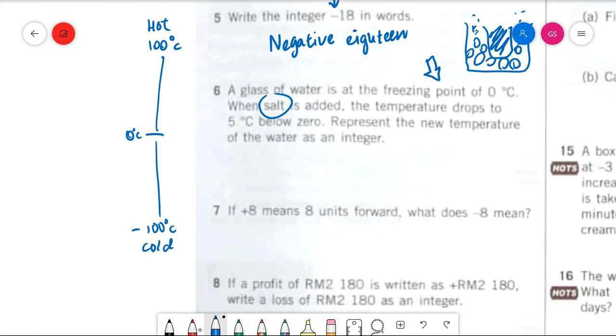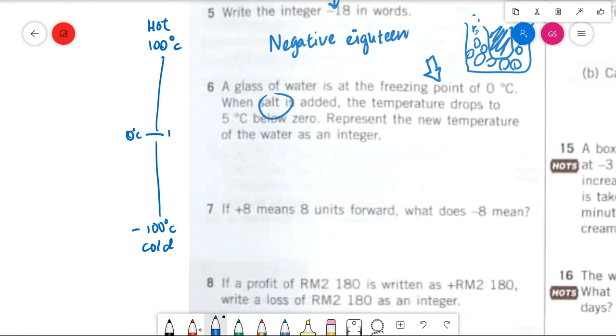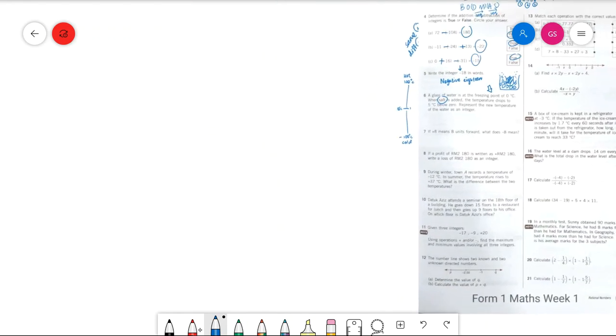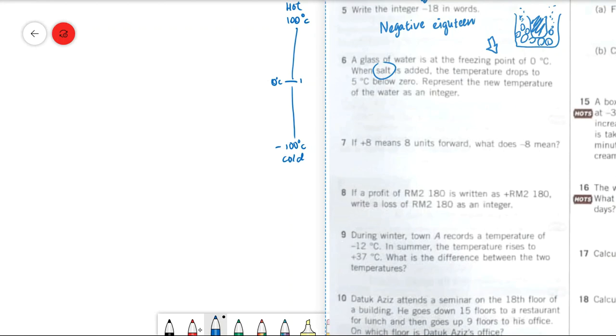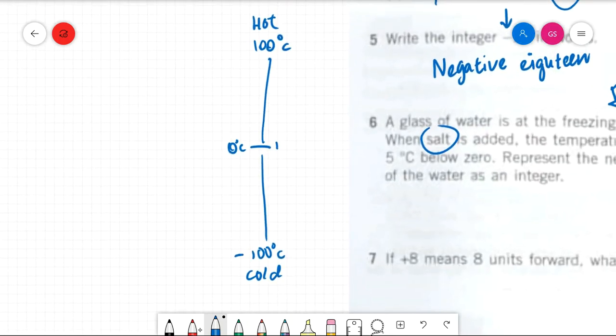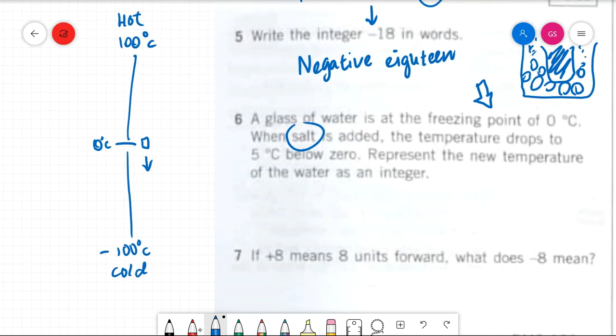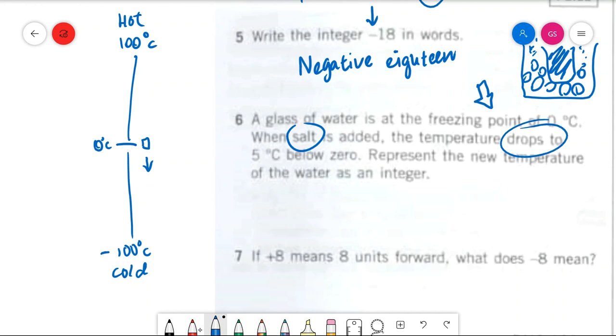So it tells you that the ice is actually going to be at 0 degrees Celsius, which is here, and it moves downwards. Freezing point of 0 degrees Celsius, the temperature drops. Then you go to negative. So we will have to put negative 5. That's your first way of doing it. Second way is you see below zero, then you know already.